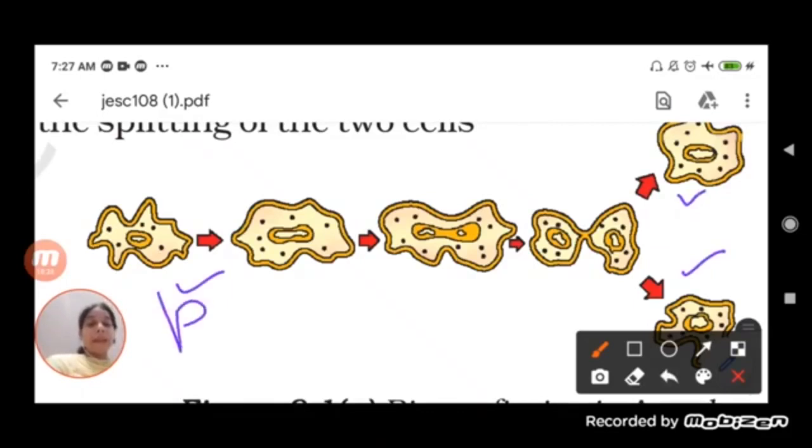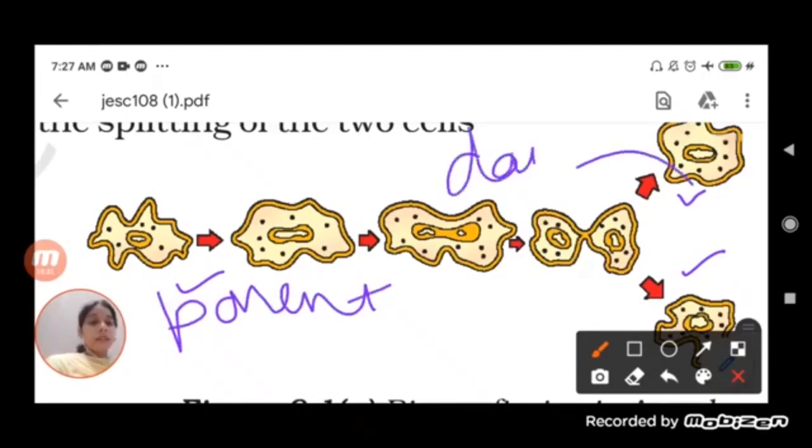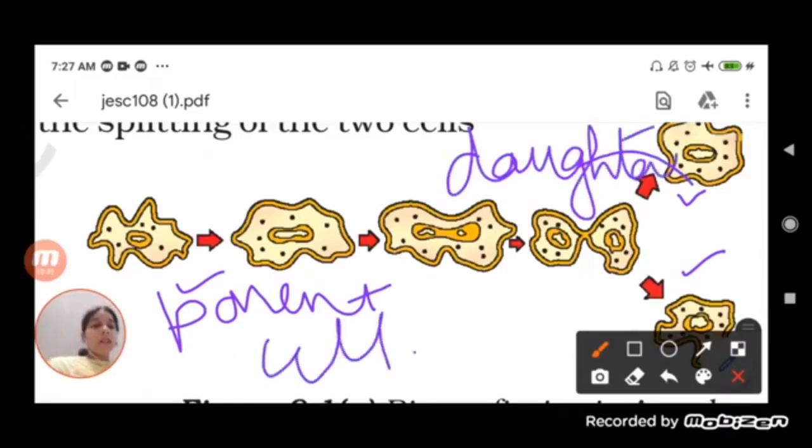This is the parent cell, and this is the daughter cell. This is the parent cell and these are the daughter cells. So from one parent cell, how many daughter cells are produced? That is 2, and because of that this fission is called binary fission. Since one parent is dividing into 2, that's why it is called binary fission.